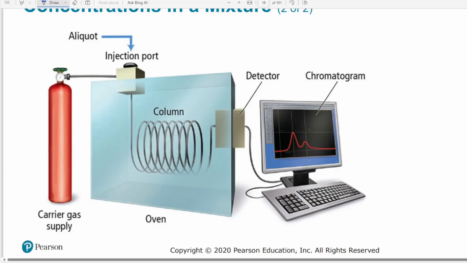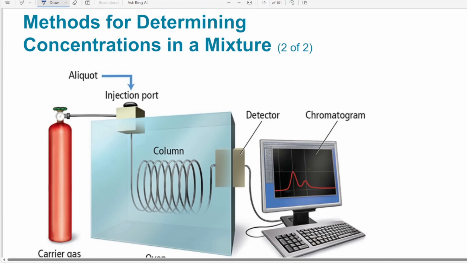Here's a simplified example of a gas chromatography instrument where an aliquot is injected into a heated injection port, and that is why the sample needs to be volatile for this method to be useful. A carrier gas, which is usually helium, then carries the sample through a column, and the column separates the sample into its individual components where it's detected by the detector, and that detector then transfers the information to a computer in the form of a chromatogram.